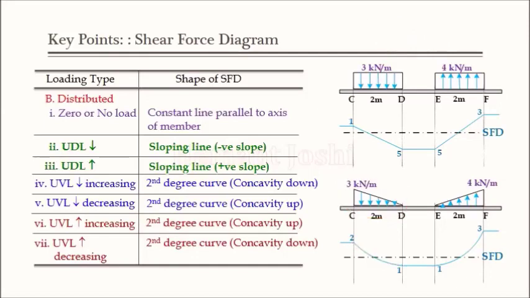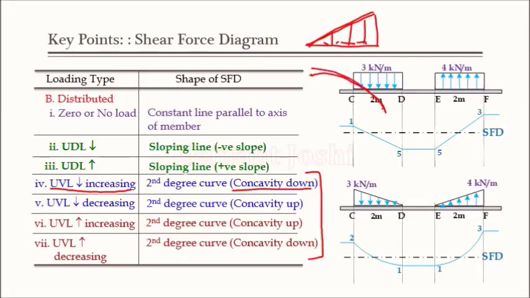curve. The only point to understand is for that parabolic curve, whether I should draw the concavity upward or concavity downward. And for that, this simple format we have to remember. UVL downward increasing, something like this. This is a UVL increasing, right? Increasing UVL and downward. In that case, the second degree curve concavity down we have to plot. So if I want to join these 2 points, then it should be like this. So here is the concavity down.